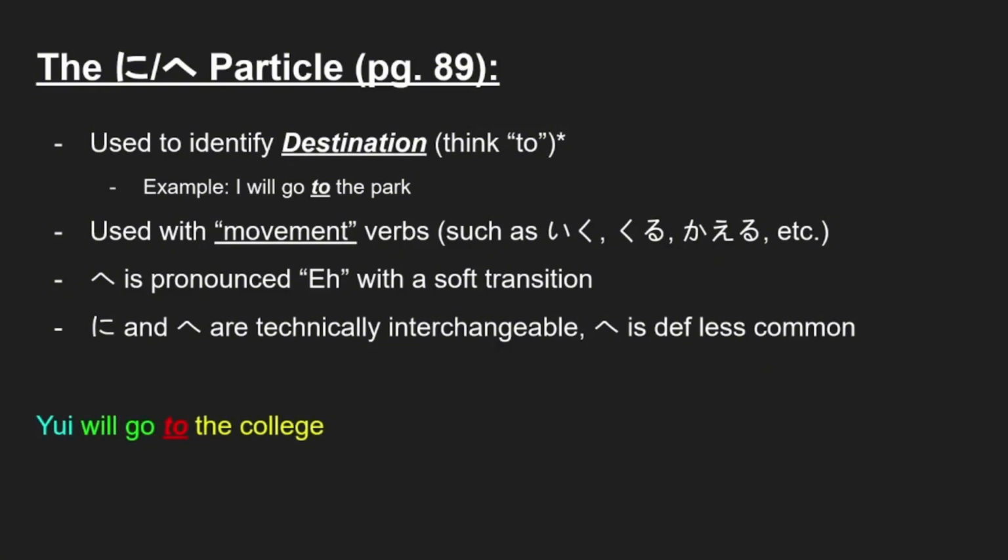So our example, Yui-san wa daigaku ni ikimasu. Here, the ni is notating "to," right? That's the equivalent way of thinking about it. Okay. Did you have any other questions for this function of ni and e?